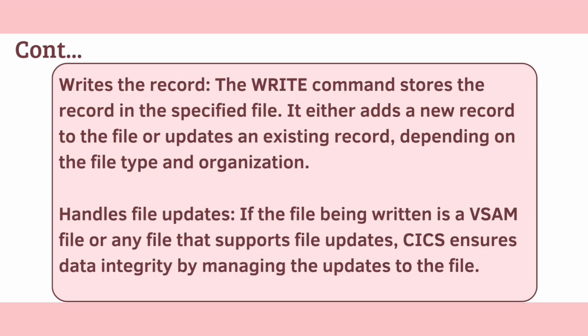Then it writes the record. The write command stores the record in the specified file. It either adds a new record to the file or updates an existing record, depending on the file type and organization. Then it handles file updates. If the file being written is a VSAM file or any file that supports file updates, CICS ensures data integrity by managing the updates to the file. This includes handling locking mechanisms, transaction integrity, and ensuring concurrent access to the file.